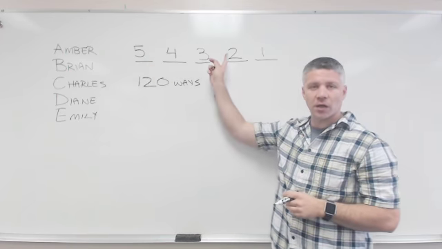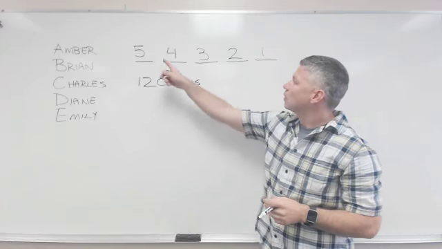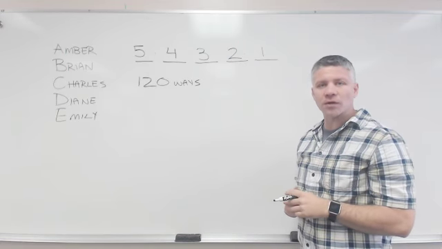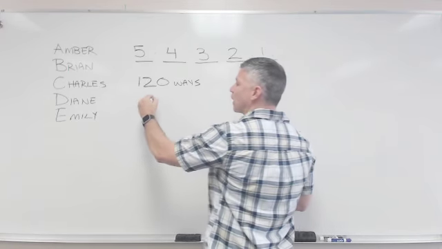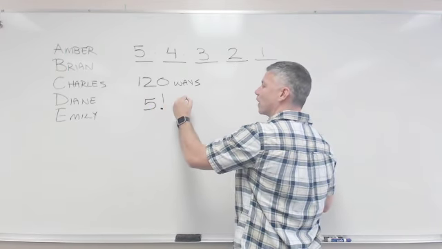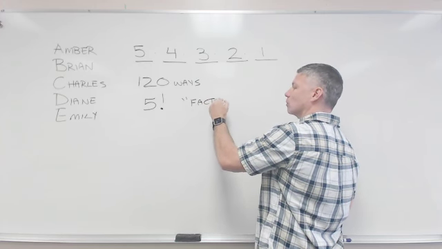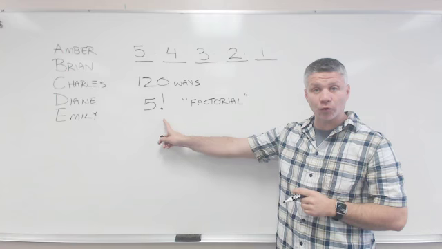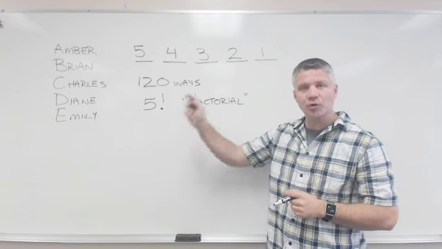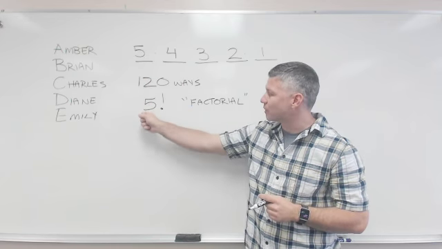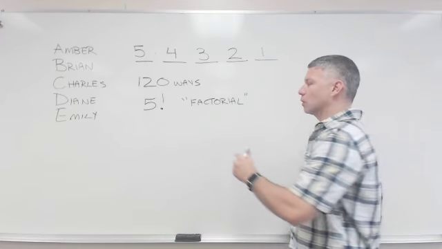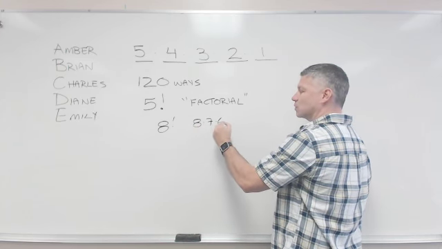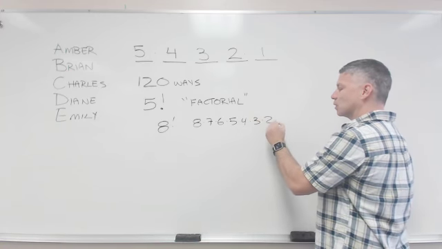There's a math sign that you wouldn't expect to be a math sign that we can use to shorten this. Anytime we take a number and we multiply all the way down to 1, we can use the exclamation point and call that a factorial. So we would read this as 5 factorial. Anytime you see an exclamation point, you just know that you're multiplying from this number all the way down to 1. So if we did 8 factorial, that would mean 8 times 7 times 6 times 5 times 4 times 3 times 2 times 1.